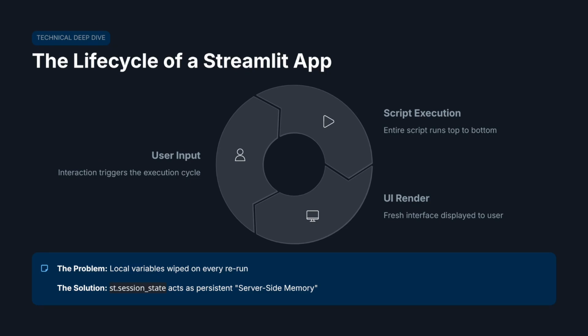If you don't use session state, your chat history vanishes on every message. We treat session state as our application's persistent memory, a key value store that survives the rerun cycle. If you don't master this, you'll be building a script that forgets.